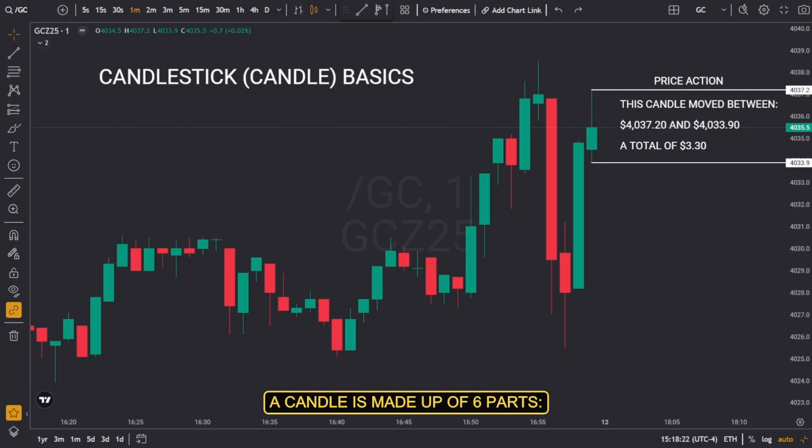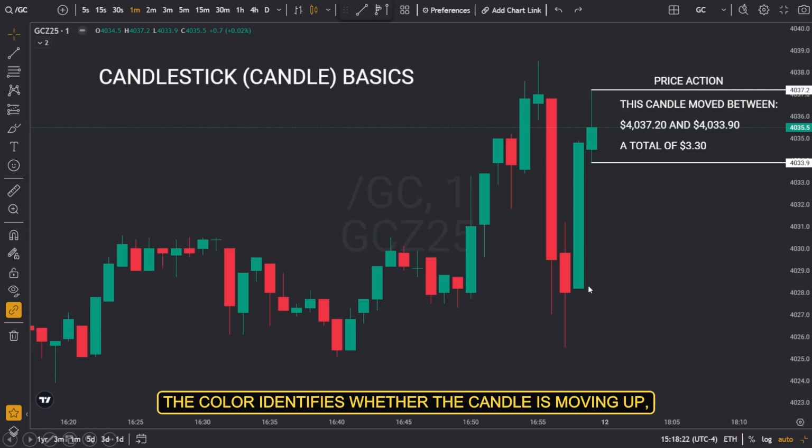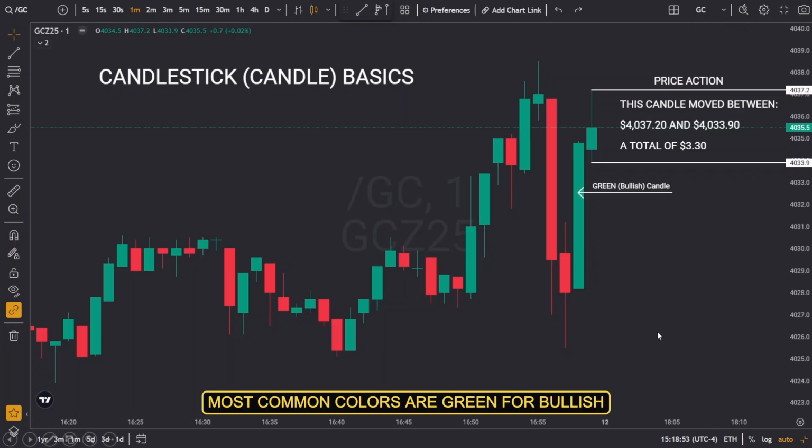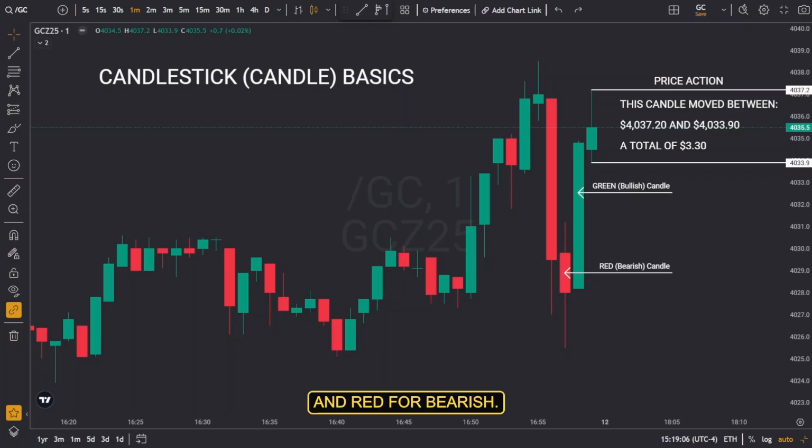A candle is made up of 6 parts: a color, the opening price, the high, the low, the closing price, and the body. The color identifies whether the candle is moving up, referred to as bullish, or moving down, referred to as bearish. Most common colors are green for bullish and red for bearish.